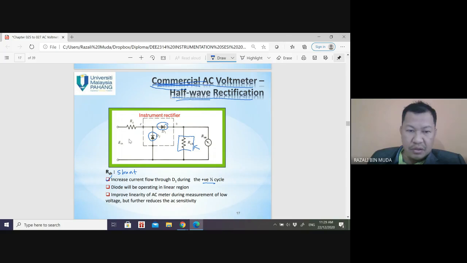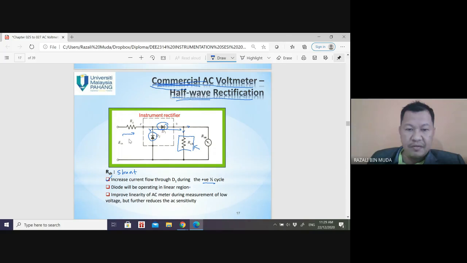During the positive half cycle, the current flows in this direction through RS, and here it cannot go, so it goes through this. The current will divide here and here. The diode will operate in the linear region using RSH. This improves the linearity of the AC meter during measurement of low voltage.